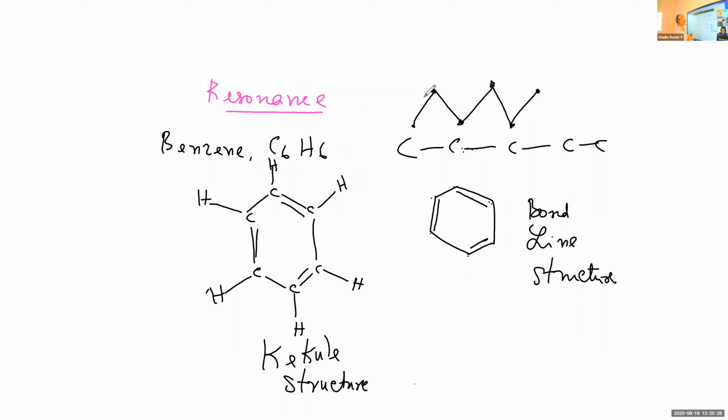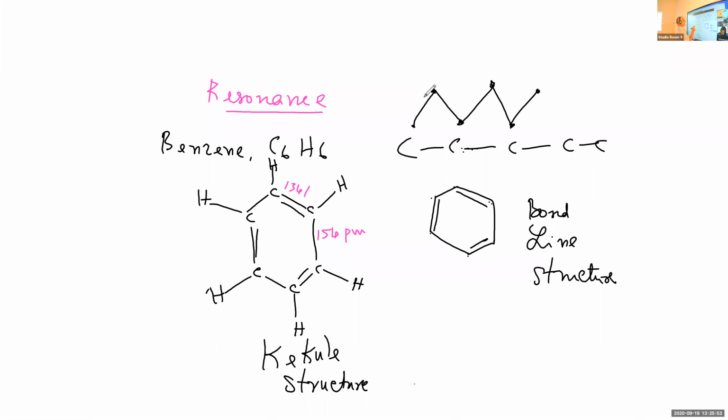The bond length of a carbon-carbon single bond is, say, 154 picometer. That is the carbon-carbon single bond length. And you come to the carbon-carbon double bond length. That is 134, roughly.